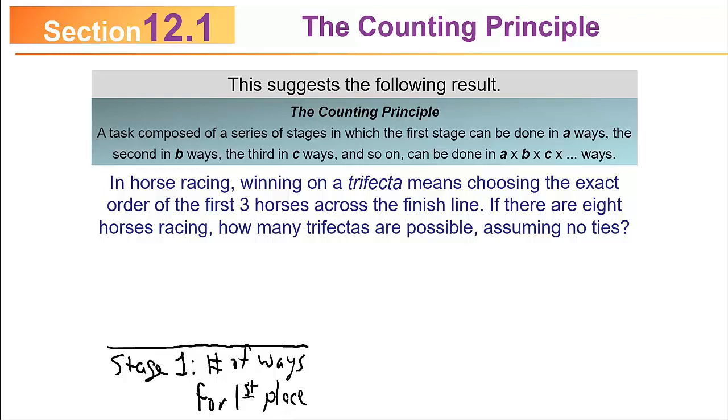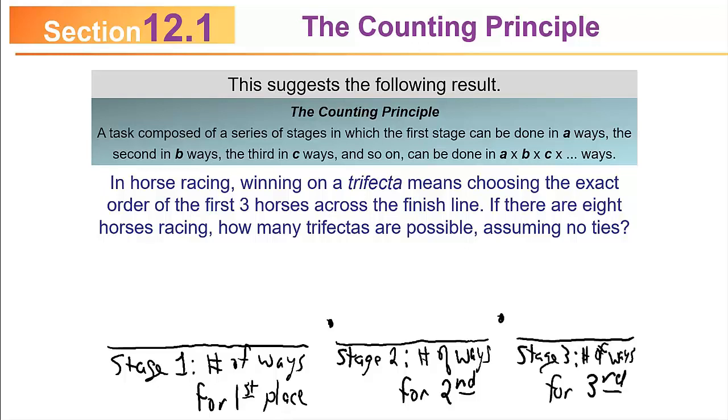So stage 1 is the number of ways you can assign a horse as being a first place winner. Stage 2 would be the number of ways you could choose a second place winner. And of course, the third stage would be the number of ways that you could have a third place winner. And by the counting principle, you would multiply those 3 counts together to get the total number of ways you could get a trifecta.